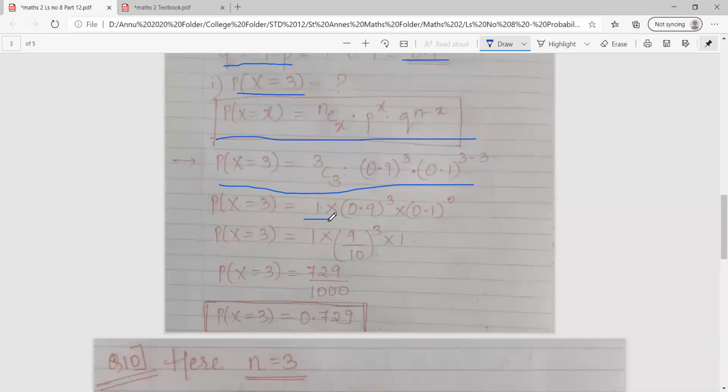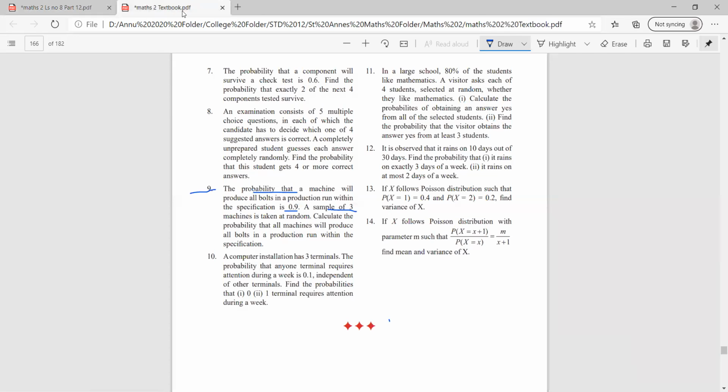3C3 is nothing but 1, as I explained to you all above. 3 into 2 into 1 upon 3 into 2 into 1. 0.9 the whole cube can be written as 9 upon 10 the whole cube after removing the decimal. Anything raised to 0 is 1. So 9 upon 10 the whole cube is nothing but 729 upon 1000. On dividing, you get the final answer to be 0.729. So I hope the 9th sum is also clear to you all.